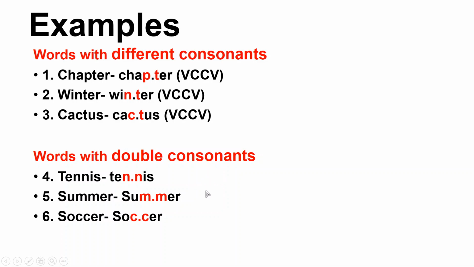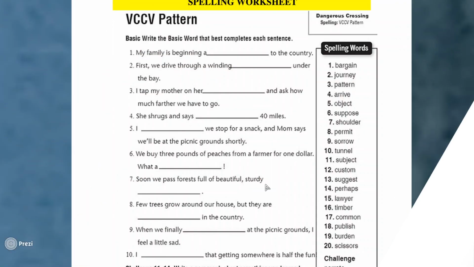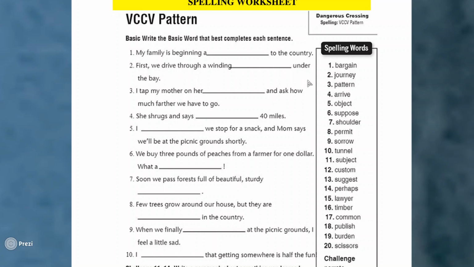So that's the idea about BCCB patterns, okay? And what you're going to do with this activity is select the correct word from 1 to 20 for answering number 1. For example, my family is beginning a blank to the country. What do we mean by this? If your answer is pattern, you're going to put pattern in this blank here. So my family is beginning a pattern to the country.